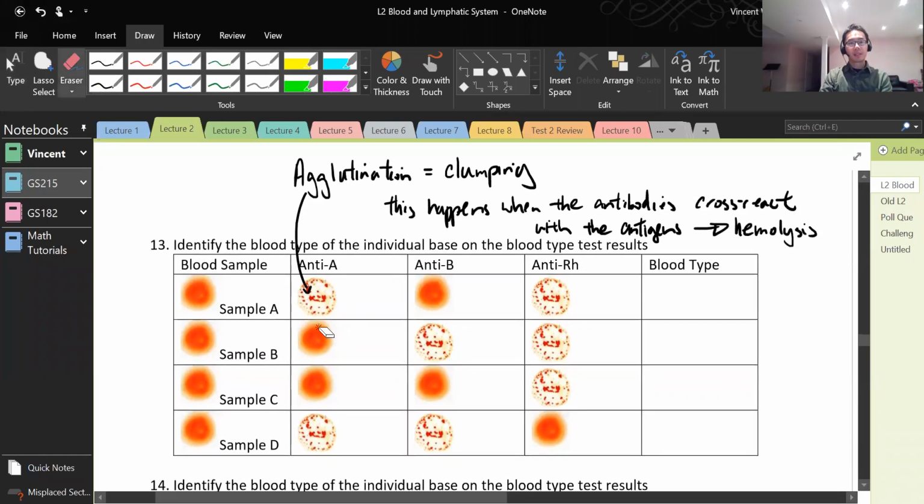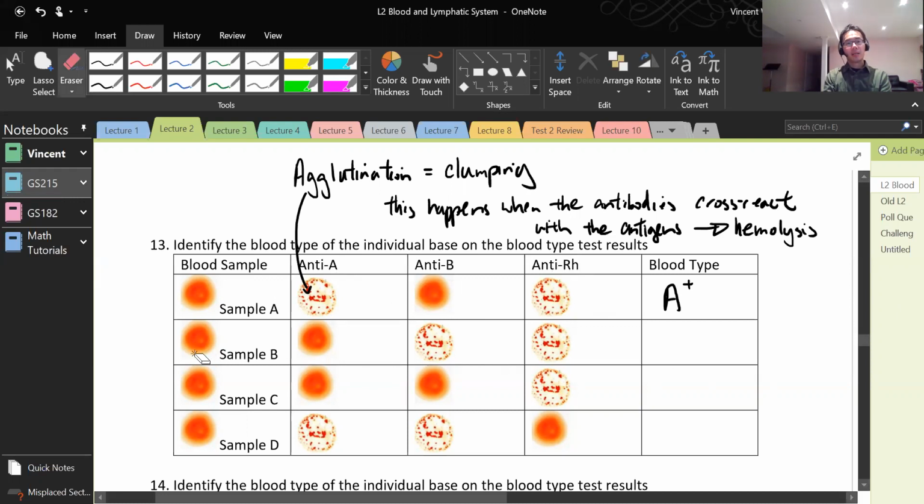Okay, first one. Your sample reacted with anti-A, but not B. What does that tell you? Well, that tells you that your sample has A antigens on it. The antibody will only react with the sample if your sample has that antigen. It also reacted with RH, which means the blood has RH. So we call that positive. So first one is A positive.